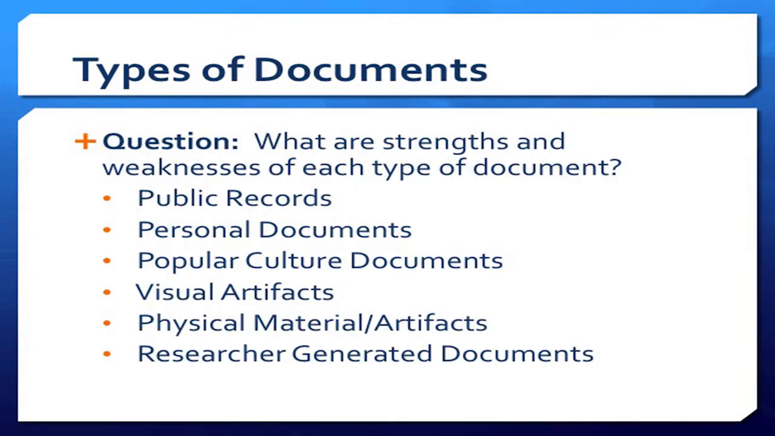So what are the strengths and weaknesses of each of these types of documents? Well, for public records, obviously they're public and generally easy to get a hold of. But you may also run into roadblocks if the data is sensitive and be forced to file a public records request, and that could take some time. And you could get tomes of information here, which is going to take some time to evaluate.